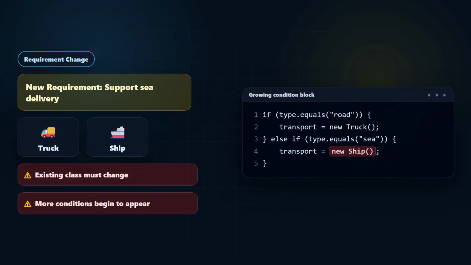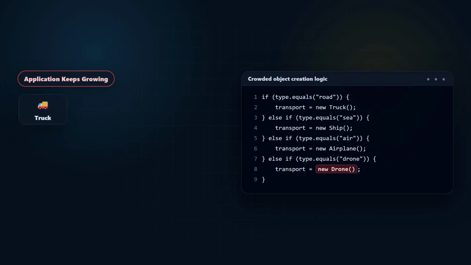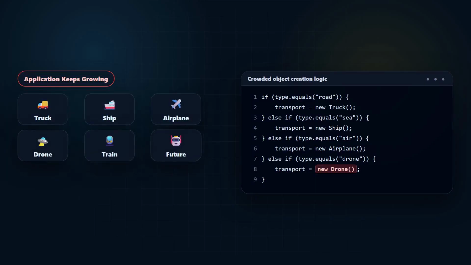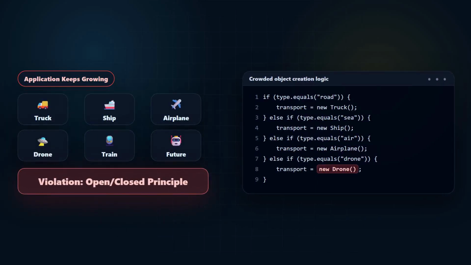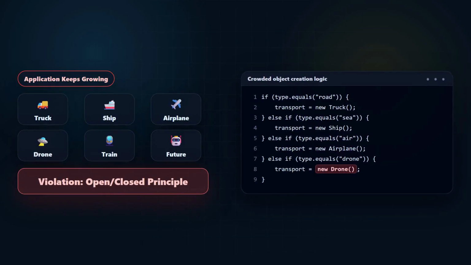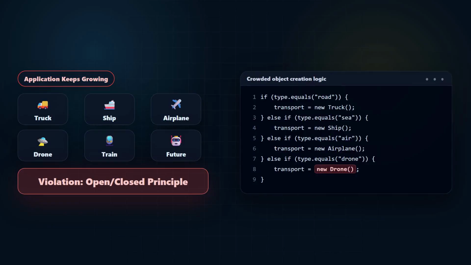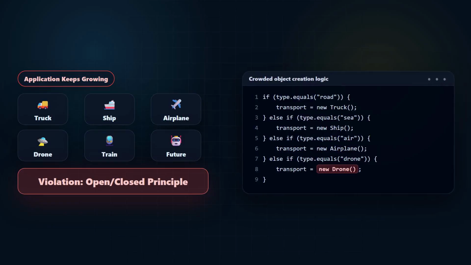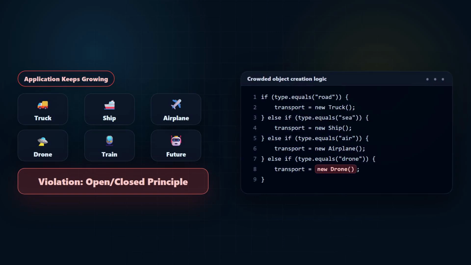This violates an important design principle, the open-closed principle. Our code should be open for extension, but closed for modification. So the problem is not the new keyword itself. The problem is using direct object creation in places where the code should depend only on behavior.